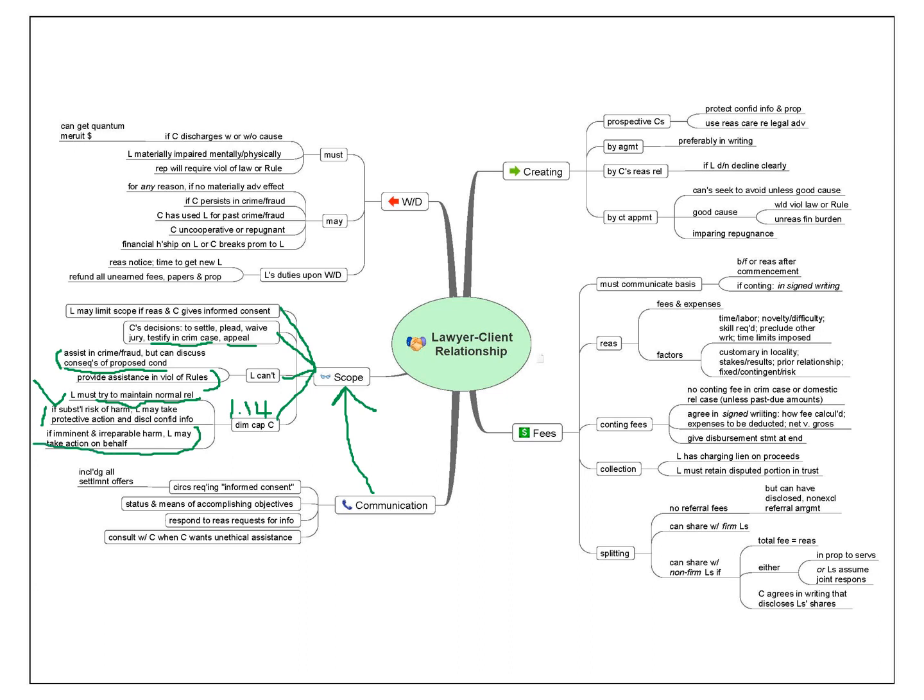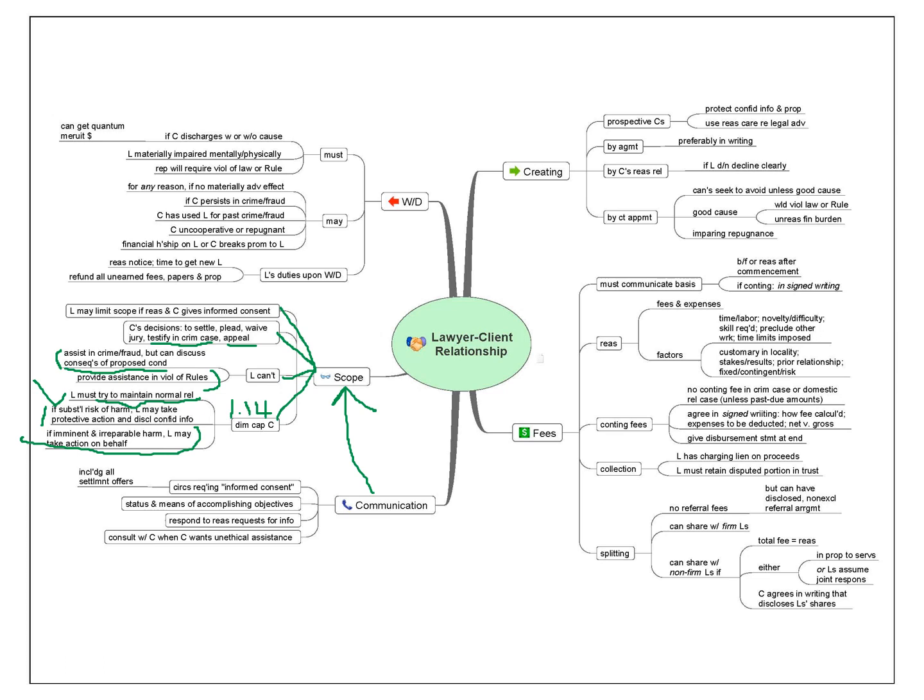Now, if imminent and irreparable harm is looming, the lawyer can take action on behalf of the client, can actually start controlling the client's affairs. Now, that's not preferred. The lawyer really should only do that on a temporary basis to avoid that imminent and irreparable harm. Eventually, the lawyer needs to get somebody appointed, like a curator or a conservator, to take care of the client's needs.